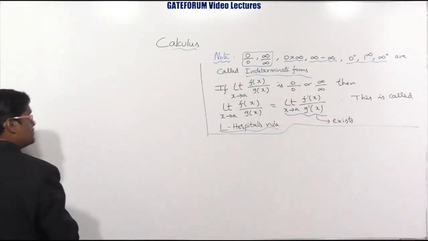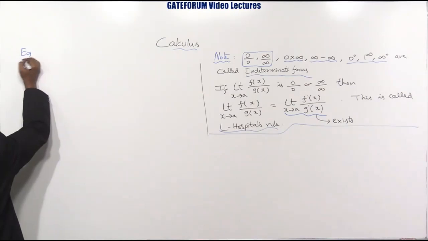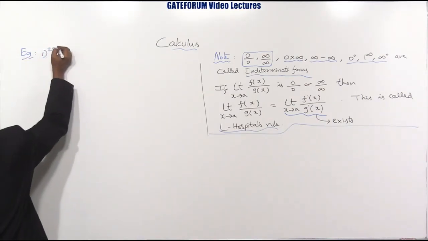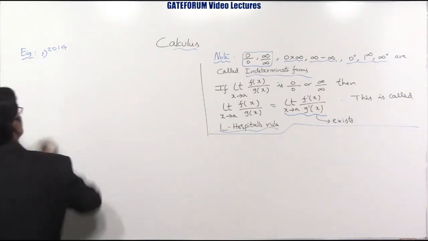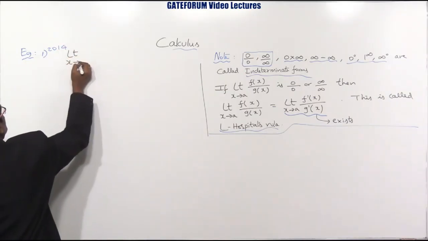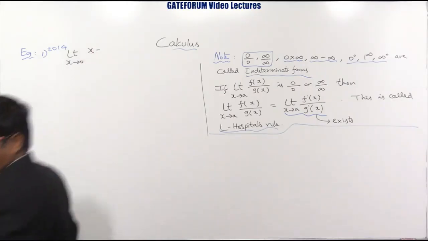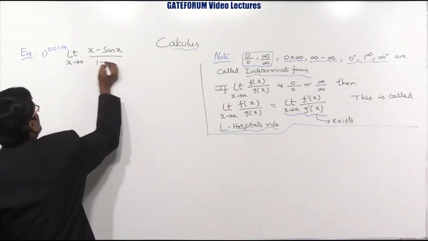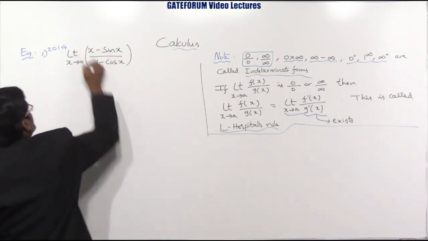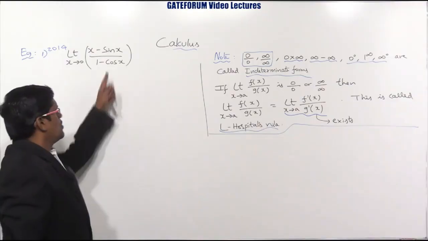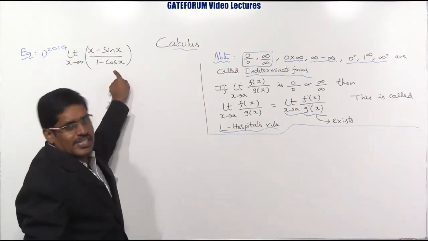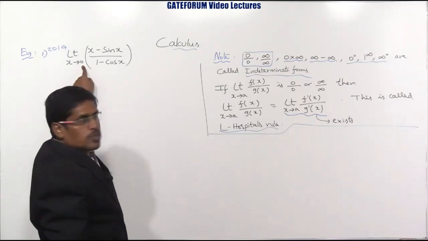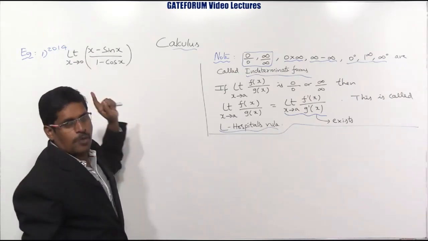So the first example, this question was asked in 2014: limit x tends to 0, x minus sin x by 1 minus cos x. Now this is not one of my 7 standard limits. What to do? As I told in the problematic approach, when x tends to 0, everywhere put x equal to 0, provided that it exists.